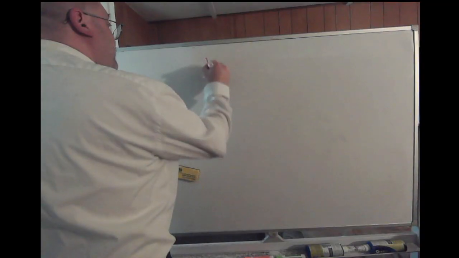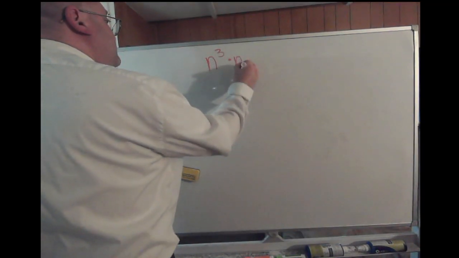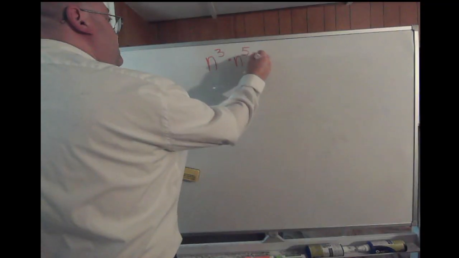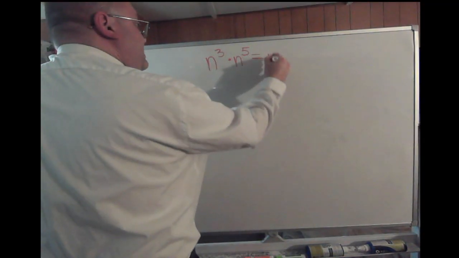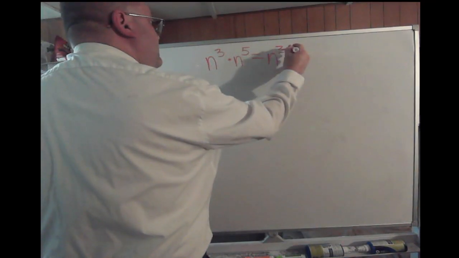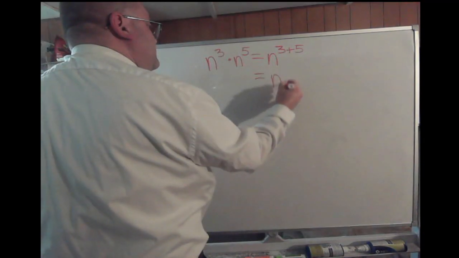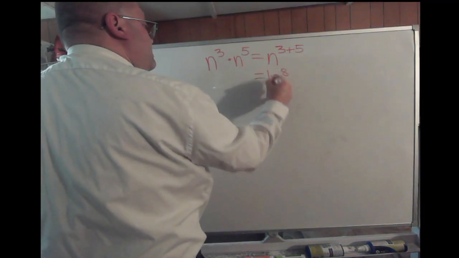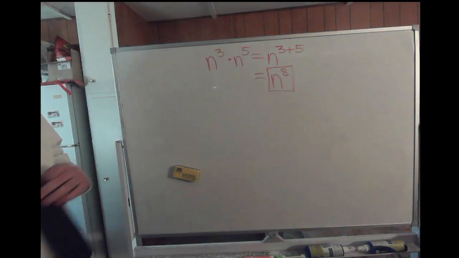Let's say we have n to the third times n to the fifth. All that's going to be, you're going to take your base n and then you're going to add your powers, 3 plus 5. It'll be n to the 3 plus 5, or simply n to the 8th. That would be the result you get, n to the 8th power.